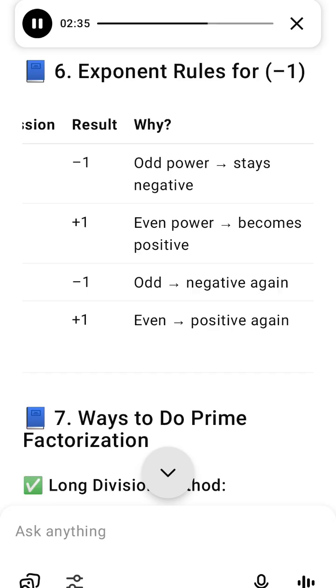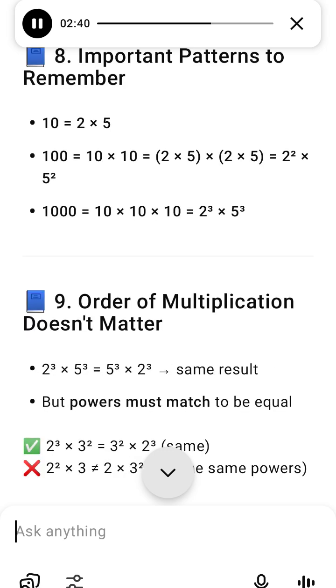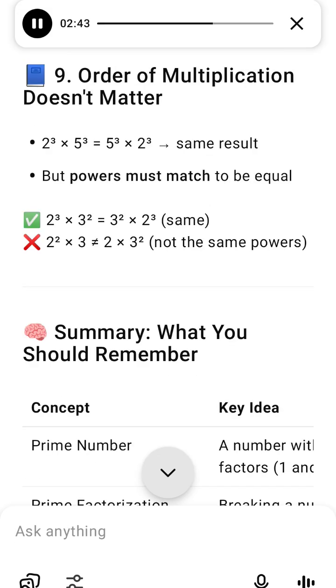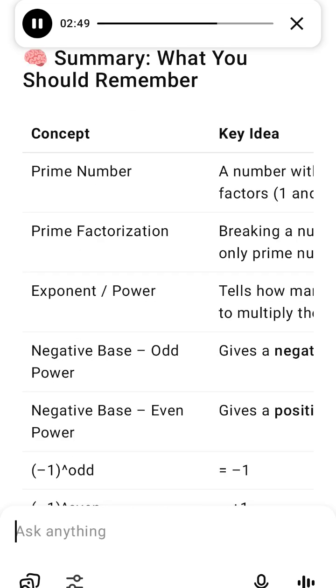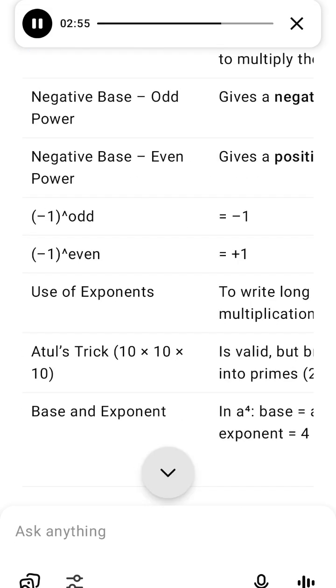Summary. What you should remember. Exponent: power. Prime number: a number with only two factors, one and itself. Prime factorization: breaking a number into only prime numbers. Exponent power tells how many times to multiply the base. A negative base with an odd power gives a negative result. A negative base with an even power gives a positive result. -1 to an odd power equals -1. -1 to an even power equals +1.